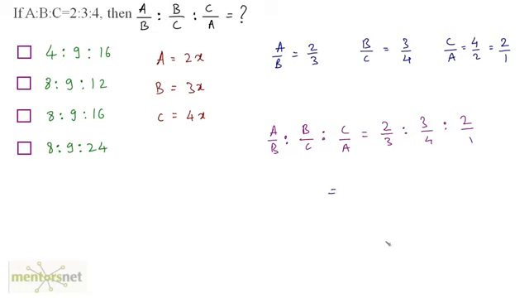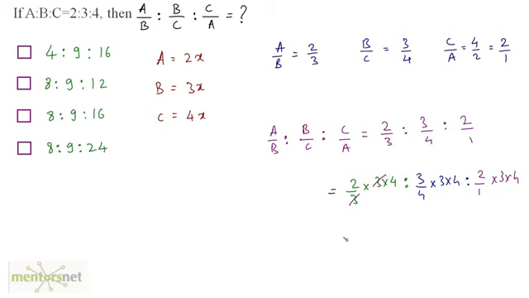Now there's a property of ratios which tells us that if you multiply each of the terms in the ratio with a common term, the ratio does not change. So what I can do is multiply each of the terms with the LCM of the denominators, which is 3 times 4. So 2 by 3 times 3 times 4, 3 by 4 times 3 times 4, and 2 by 1 times 3 times 4.